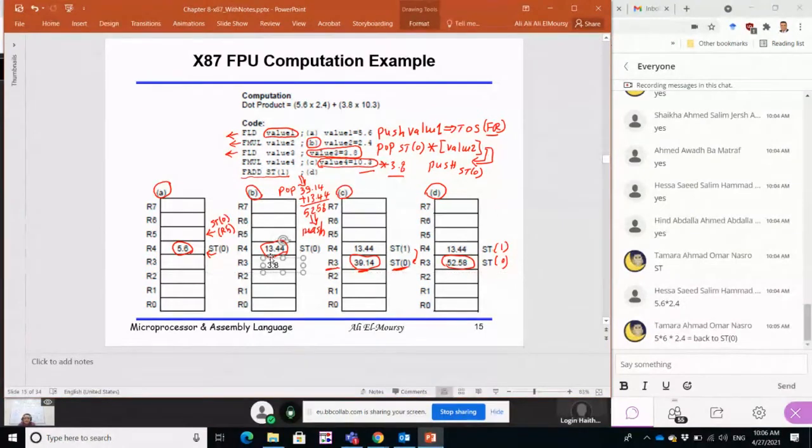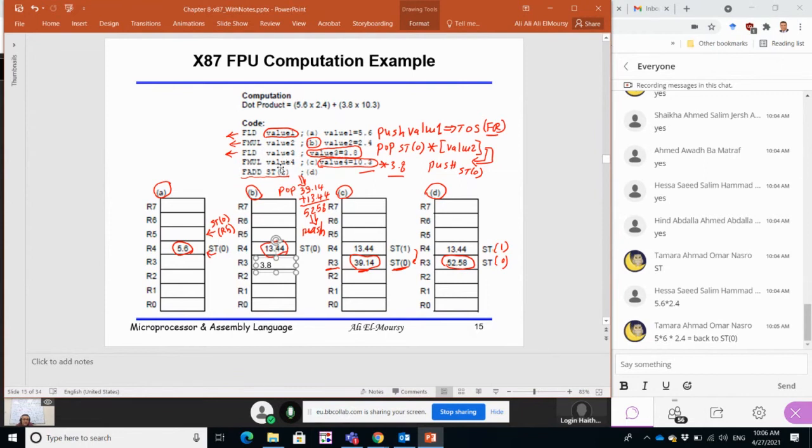So after the second load here, the value 3, which is 3.8, will be loaded into the new top of the stack. The top of the stack has been moved from R4 to R3 after the second F load. So 13.44 is still stored in R4 and 3.8 is stored in R3. This is after the F load.